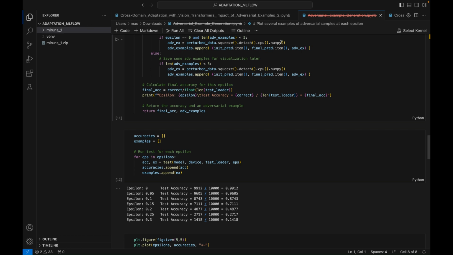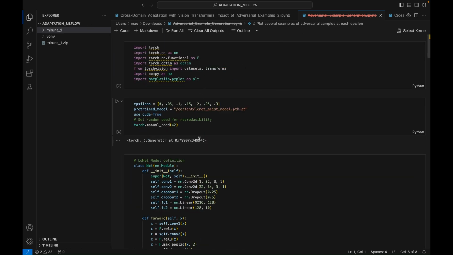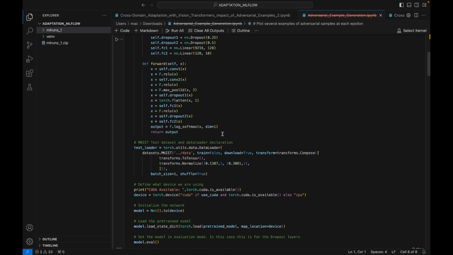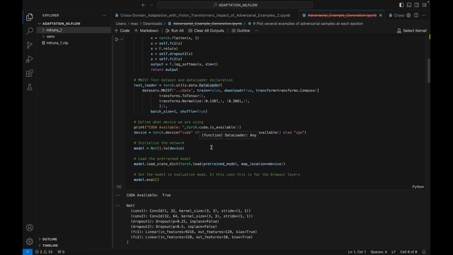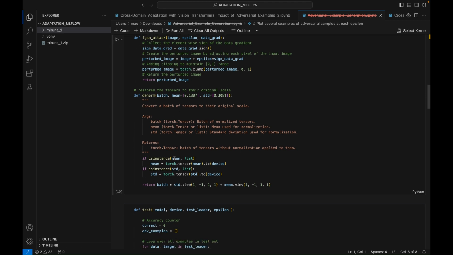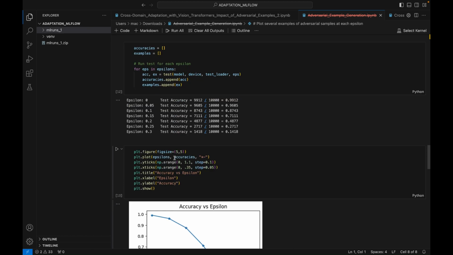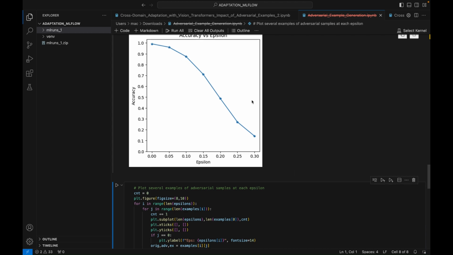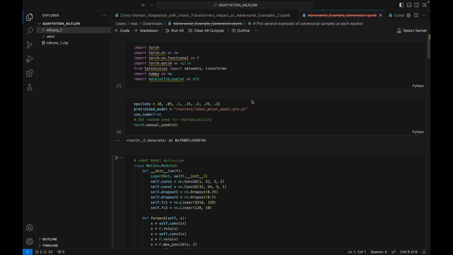The first one is our adversarial example generation, where we have taken a normal CNN, convolutional neural network, and our dataset is the MNIST dataset, the handwritten digits. We performed the FGSM adversarial attack here and created the adversarial examples. Now we will use those examples in the next part. This is the accuracy versus epsilon plot, where we vary epsilon from 0 to 0.3, or we can change it more.